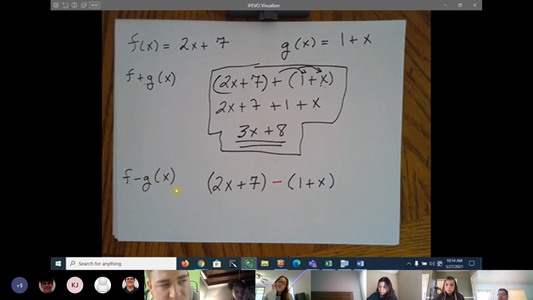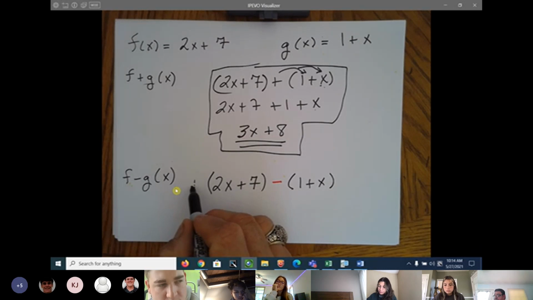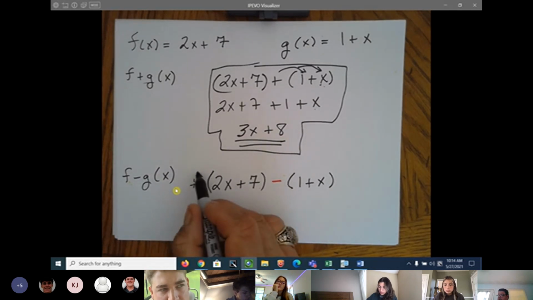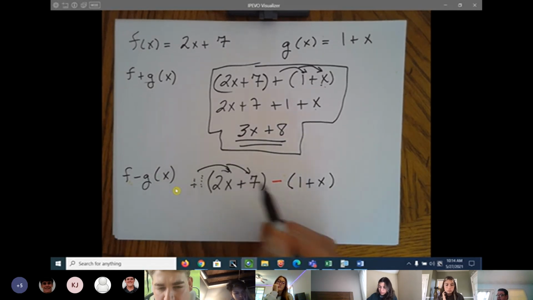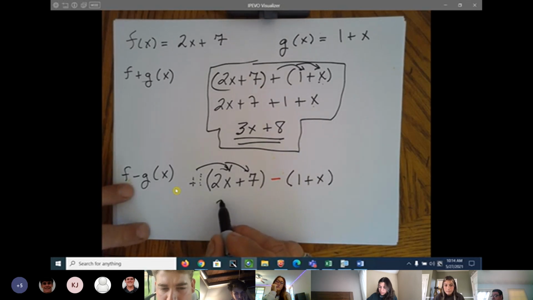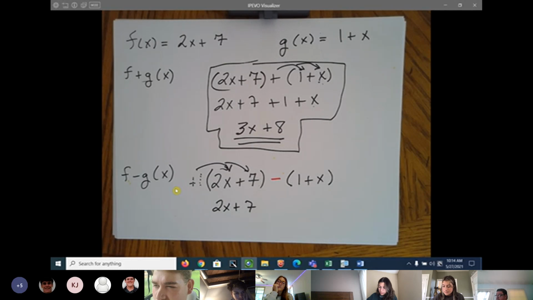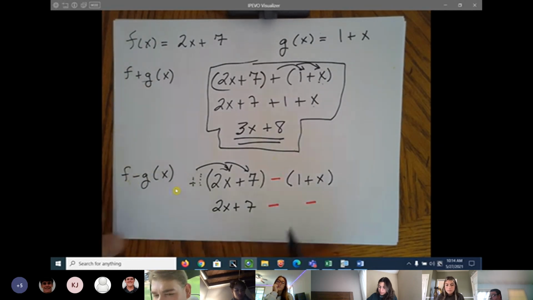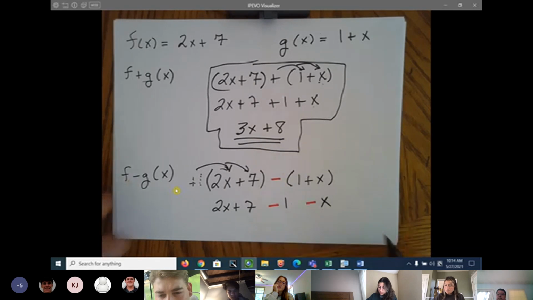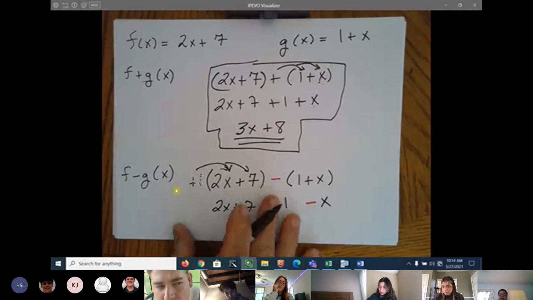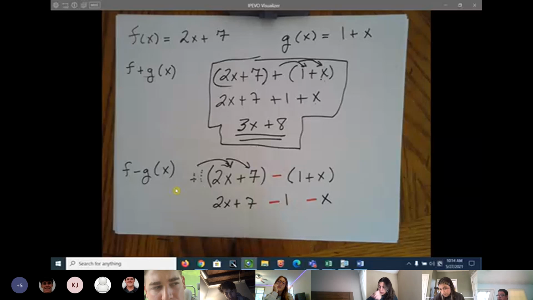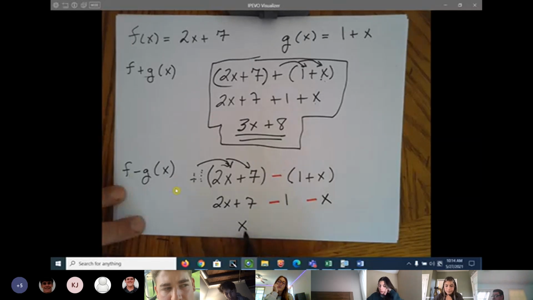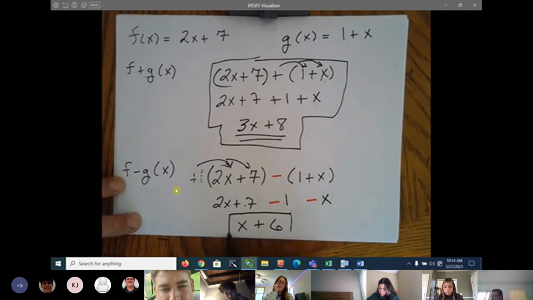So this is a positive 1 because there's nothing in front of it. So that doesn't do anything. 2x plus 7. But that negative is going to make this a negative and make that a negative. And that's going to be a negative 1 and a negative x. 2x minus x is x. And 7 minus 1 is 6.